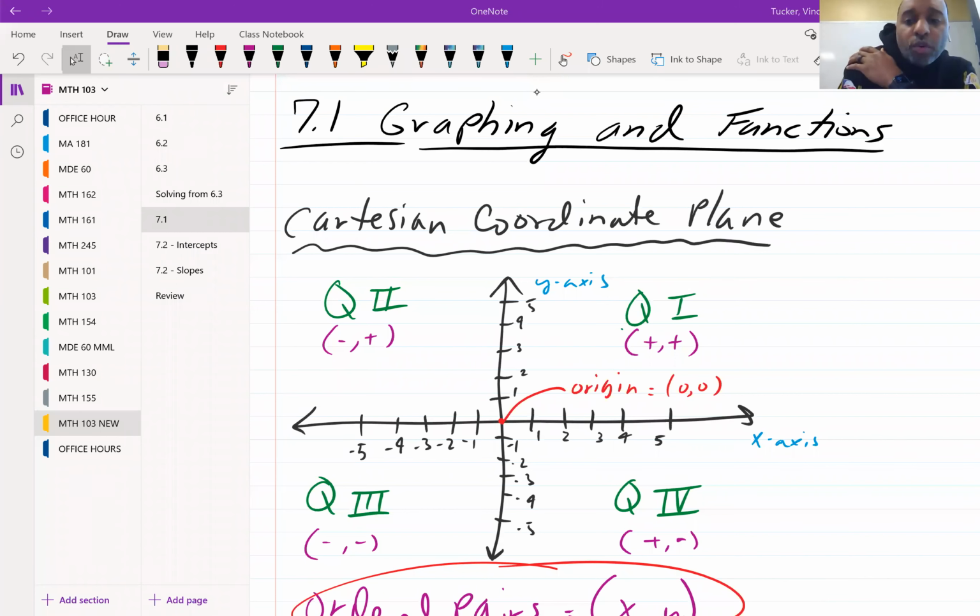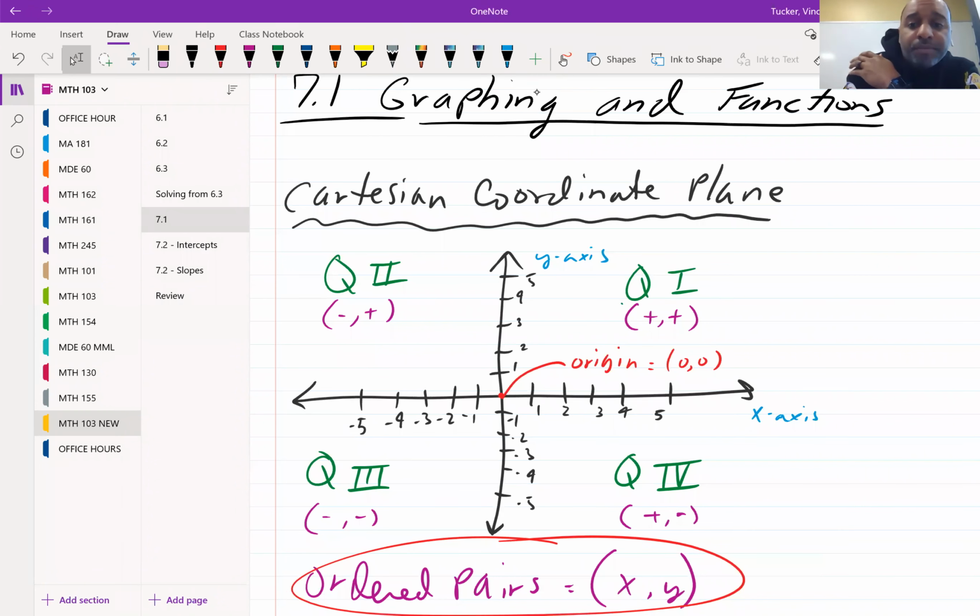Our Cartesian coordinate plane is made up of two axes. We have our x-axis, which is our horizontal axis, and the y-axis, which is our vertical axis. They intersect at the origin. The coordinates of our origin are 0, 0. Everything to the right of our origin is positive. Everything to the left of the origin is negative. Above the origin is positive. Below the origin is negative. It's also split up into 4 quadrants, going counterclockwise.